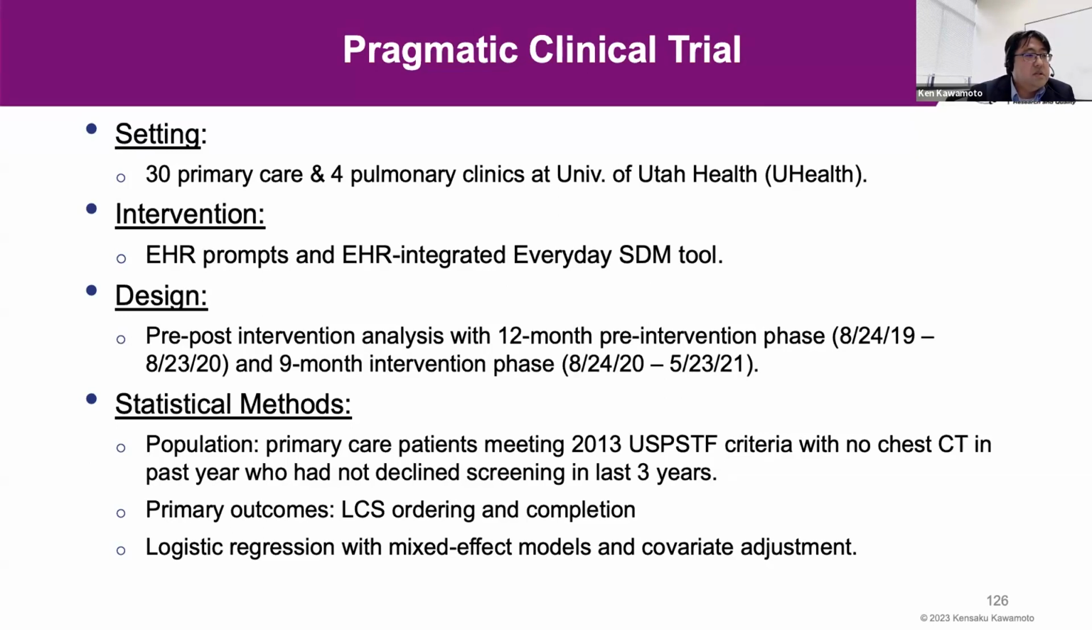For the methods, we focused on primary care patients who met the 2013 USPSTF criteria. This has been recently updated to be more inclusive. These were patients with no chest CT in the past year, who had not declined screening in the last 3 years. So people who really should have gotten discussion and potential lung cancer screening. The primary outcome we looked at here was lung cancer screening ordering and completion, and we conducted logistic regression. Next slide, please.